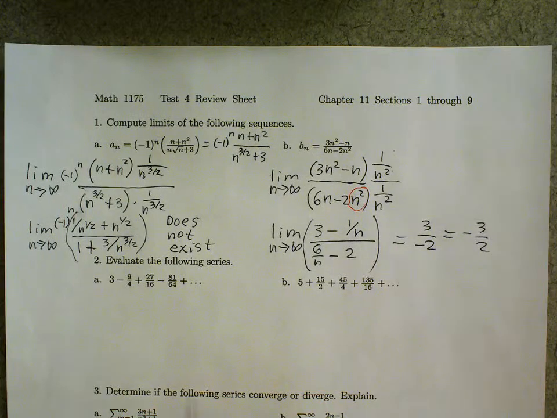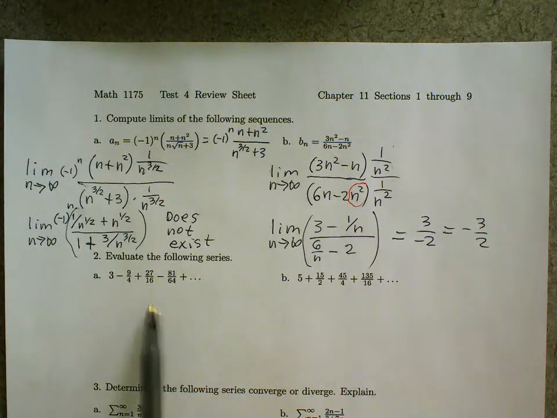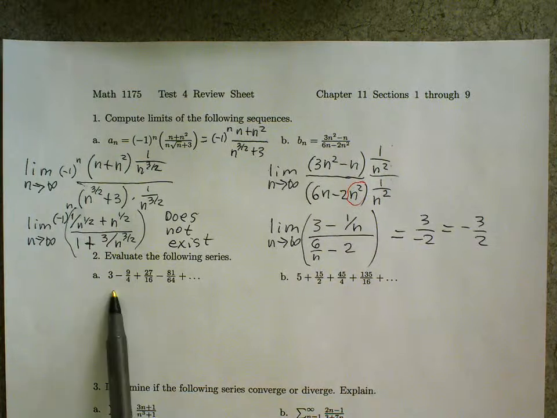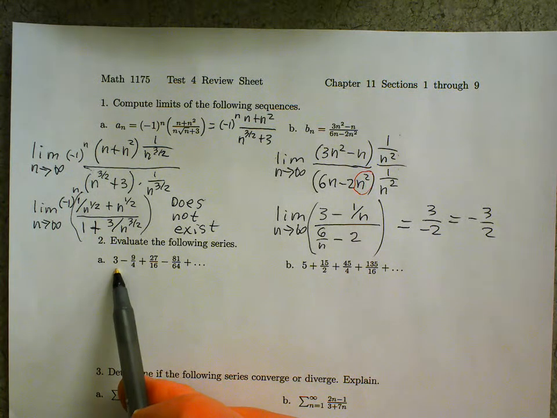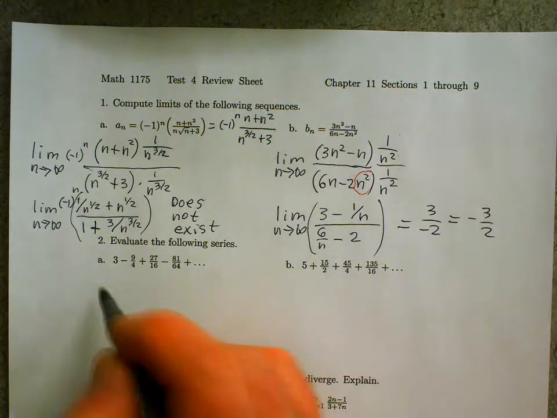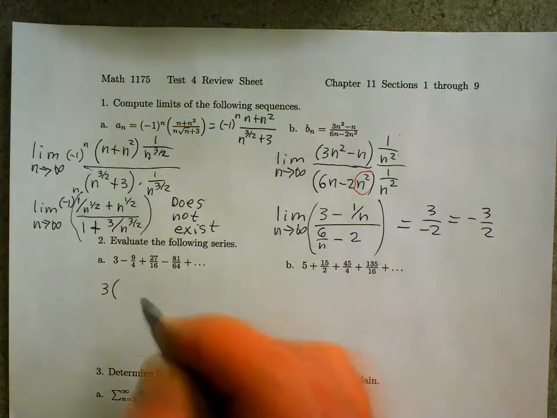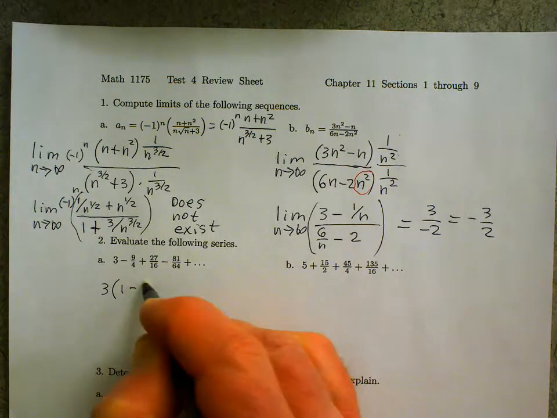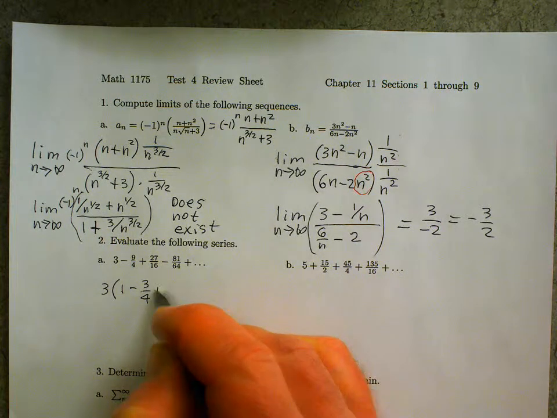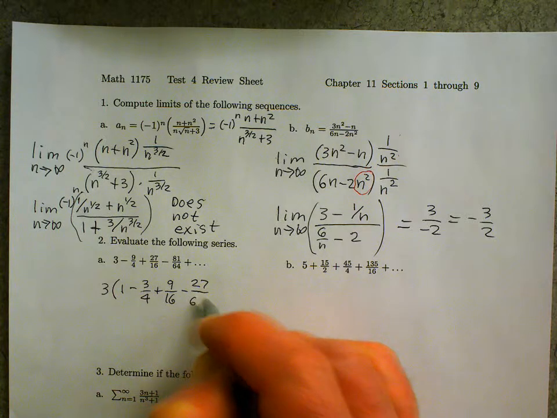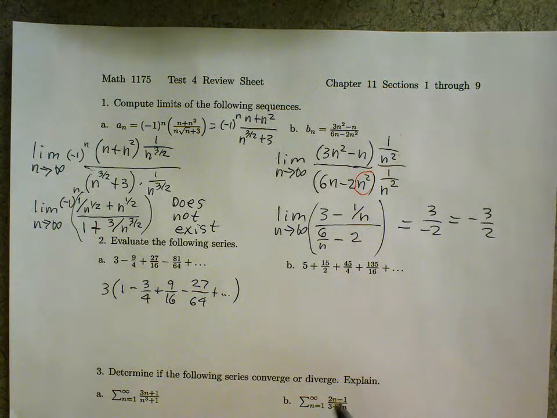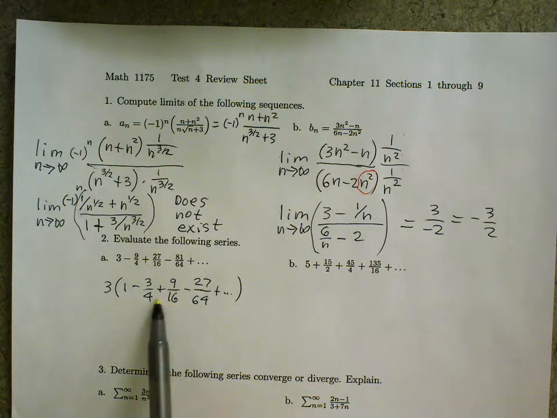Okay, in number 2, we have infinite series. These are geometric series, both of these in part A. So we can rewrite this one in part A. We can factor 3 out and write it as 3 times 1 minus 3/4 plus 9/16 minus 27/64, and so on. The common ratio is negative 3/4.